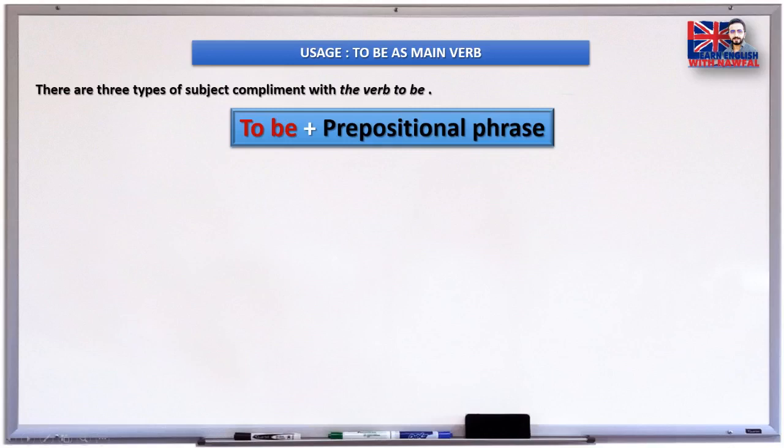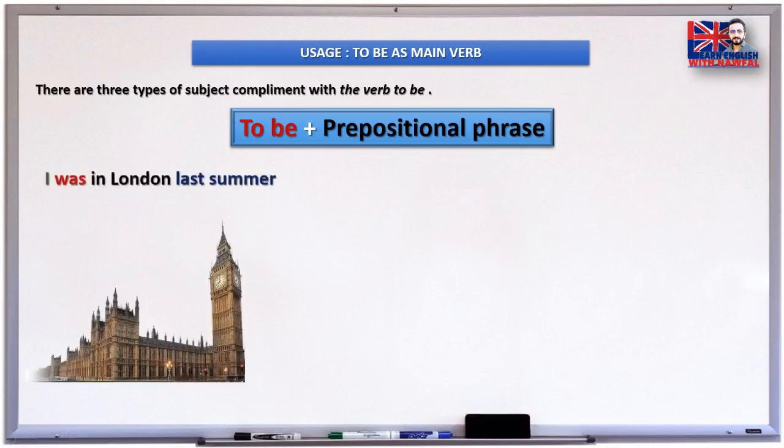To be plus prepositional phrase. Now we are going to see examples of the verb to be plus a prepositional phrase. I was in London last summer. I is the subject of this sentence, was is the linking verb, and in London is the subject complement of this sentence, and of course it is a prepositional phrase. And as you can see, in is the preposition of place and London is the noun.